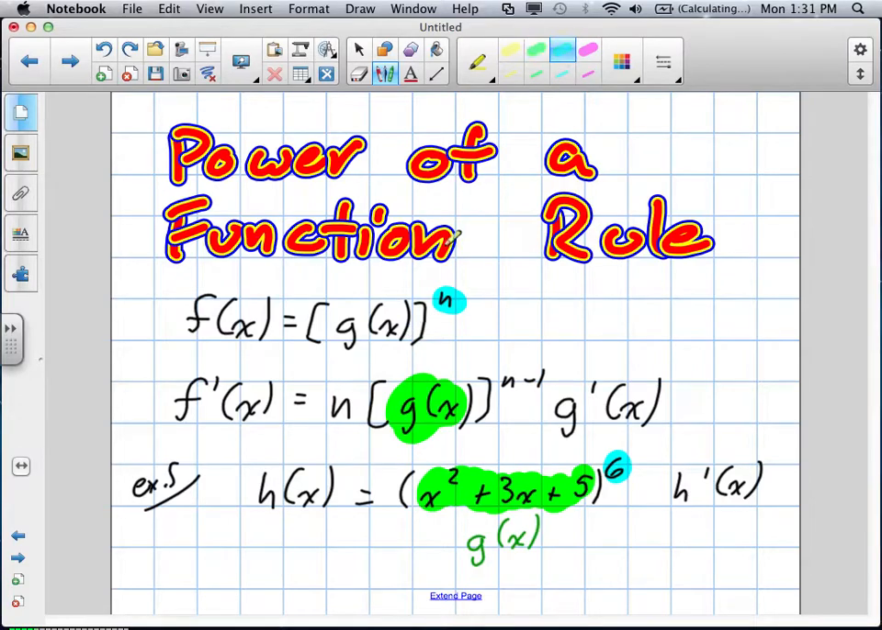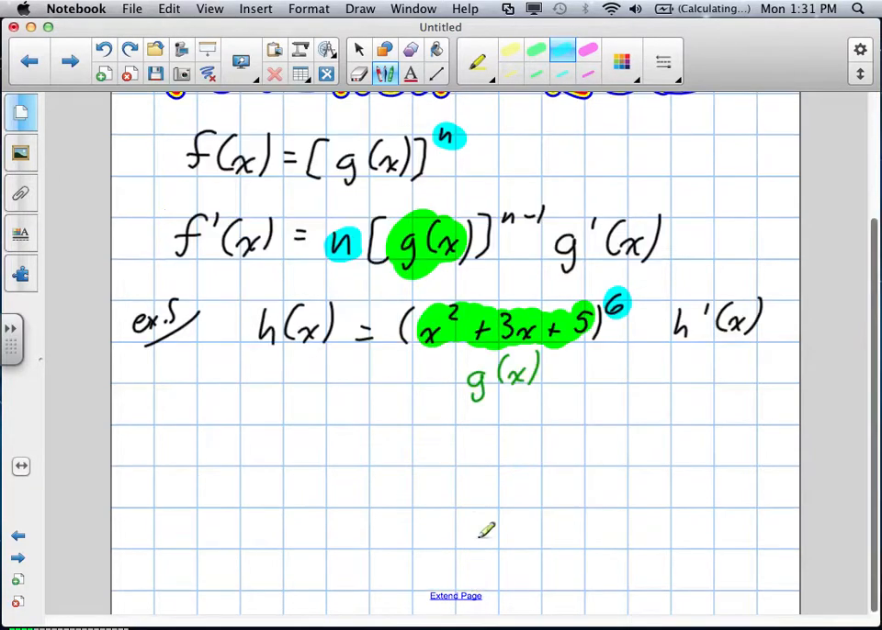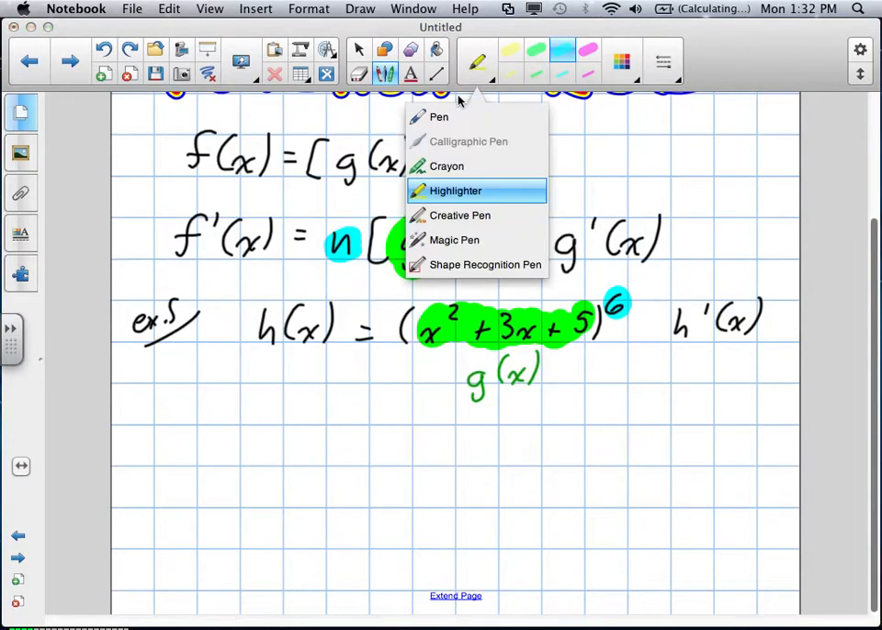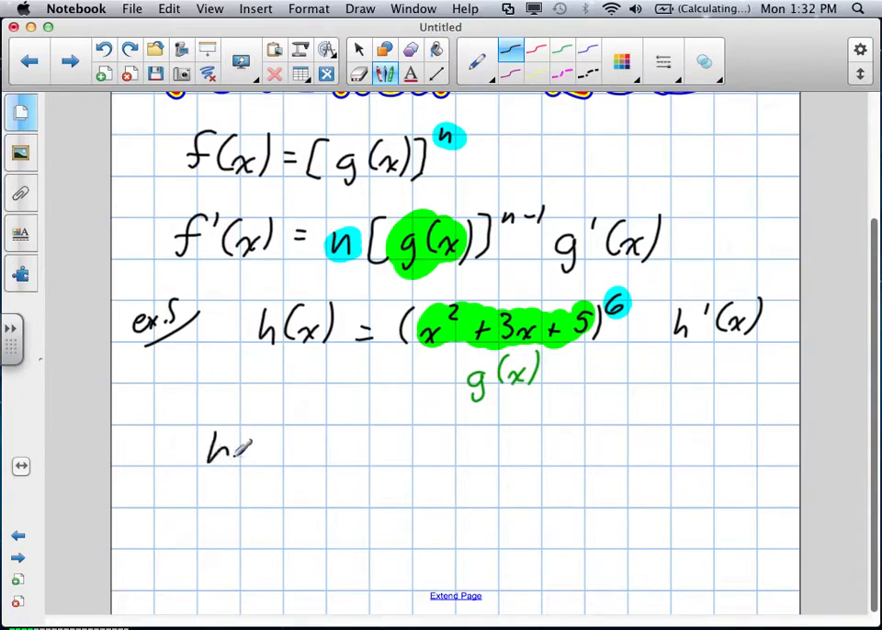Okay. So the n is going to have to be brought down, and we're going to be left with the original. Then we're going to have to find g prime, what was in those brackets. So h prime x is going to be equal to, we bring the 6 down in front. We leave what was already in those brackets the same, x squared plus 3x plus 5. And we subtract the exponent by 1. So it used to be 6 and now it becomes the number 5.